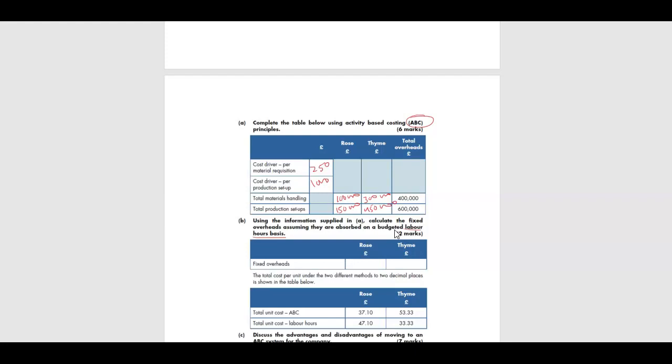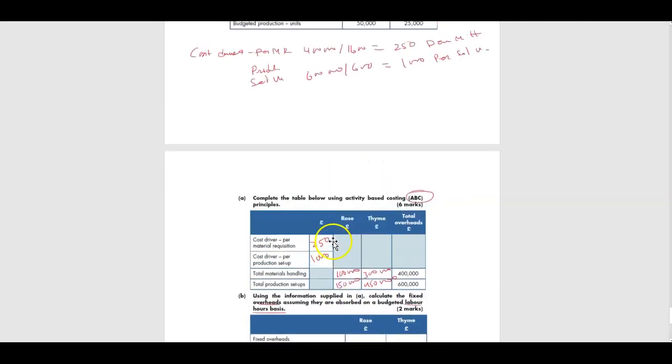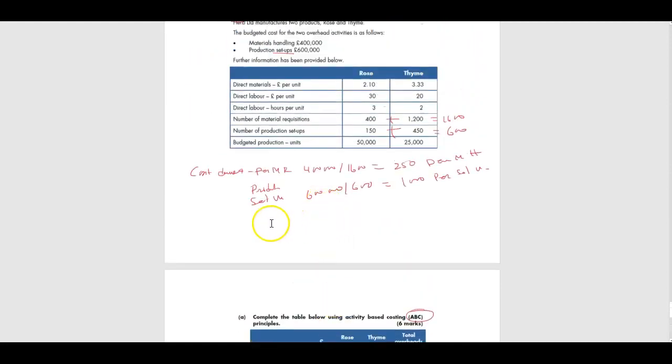Let's move on to the next one. What will be the overhead absorption rate for both Rose and Theme? Alright, so this question is asking to calculate the total fixed overhead using the labor hour basis. So let's have a look at how many total labor hours we need for Rose and Theme. You can see for making one unit we need 3 hours, and in total we need 50,000 units for Rose. Let's say labor hours. So for Rose we need 50,000 units, and every unit needs 3 hours, so that will give me 150,000 hours.